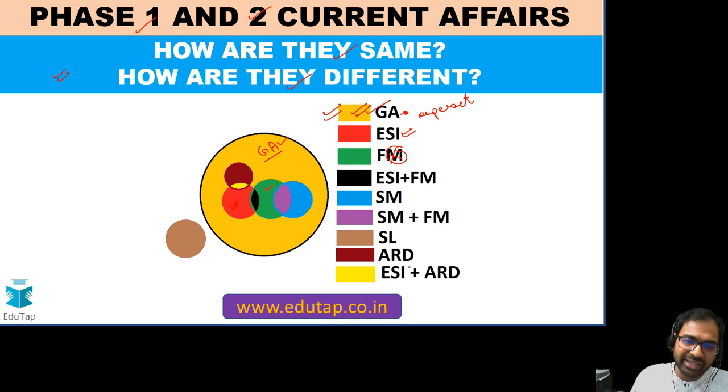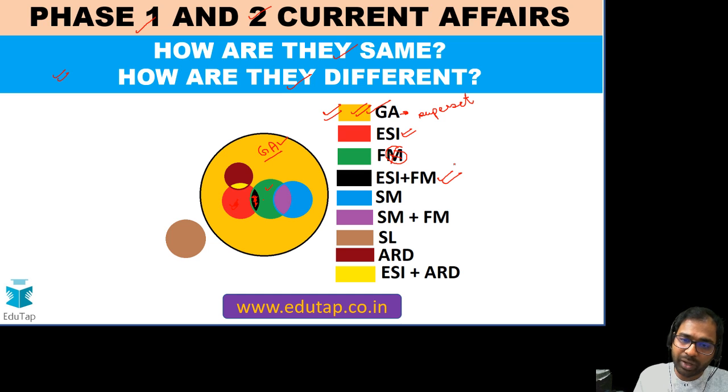I'll show you the examples also. I'll pick up all these categories and I'll show you the examples of questions in the further coming slides. But let's first of all understand this. Fine. This is about finance. Now there is an overlap between ESI and finance and management also. This black part shows the overlap between ESI and finance current affairs.